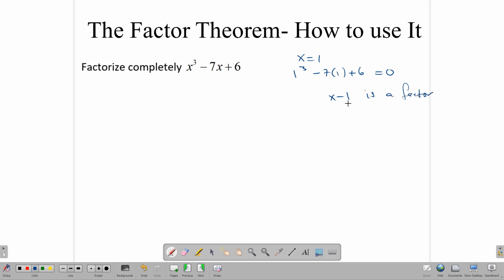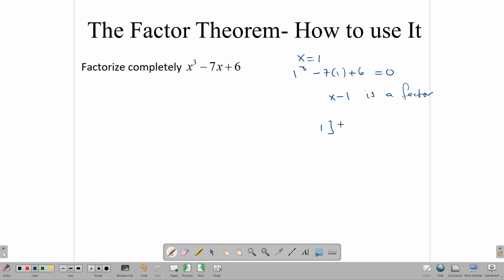And what we can do here is divide this cubic by our factor and get our quotient. So let's try to factorize this. Now, since we have x minus 1, we can use the synthetic division method. So x minus 1, we're going to start with 1 there and write out our coefficients.